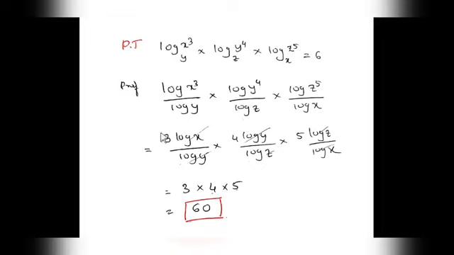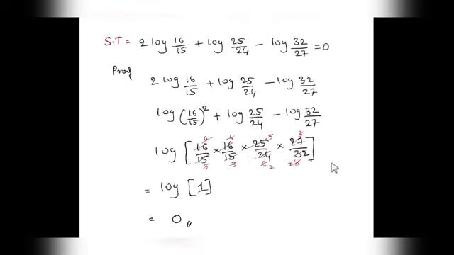We can take this power as a coefficient: 3 log x divided by log y into 4 log y divided by log z, 5 log z divided by log x. Log y will get cancelled, log z and log x will get cancelled. 3 4s are 12, 12 5s are 60, is the answer.